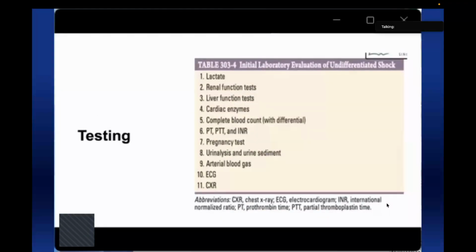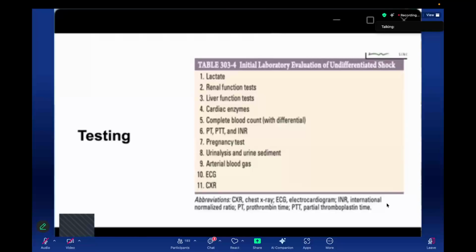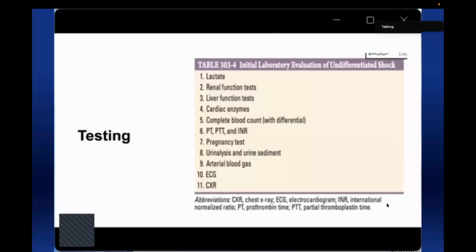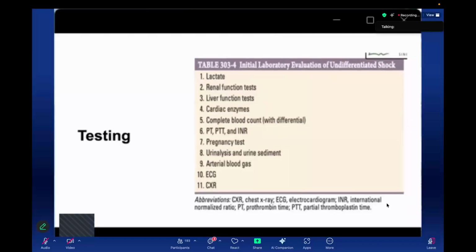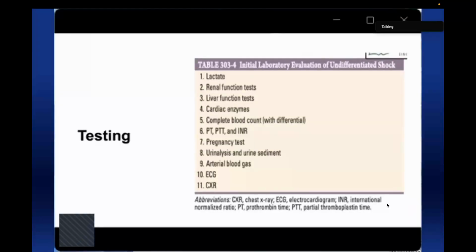In terms of your initial laboratory evaluation, you have to get the lactate, as mentioned earlier. If your patient had to shift to anaerobic respiration, you would expect that the lactate is very high. And here, you might want also to have your renal, your liver, your cardiac enzymes as part of your initial laboratory examination, and a lot of laboratory tests you can see from this slide.